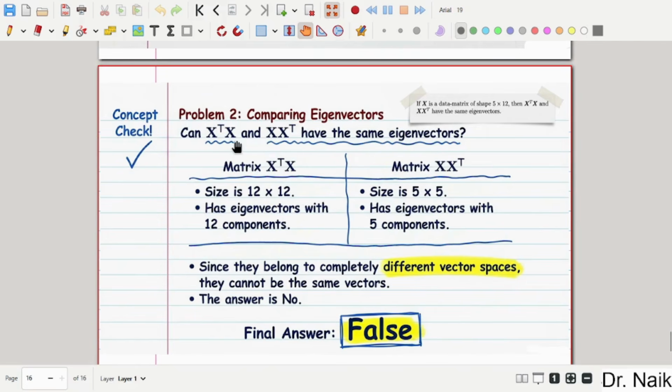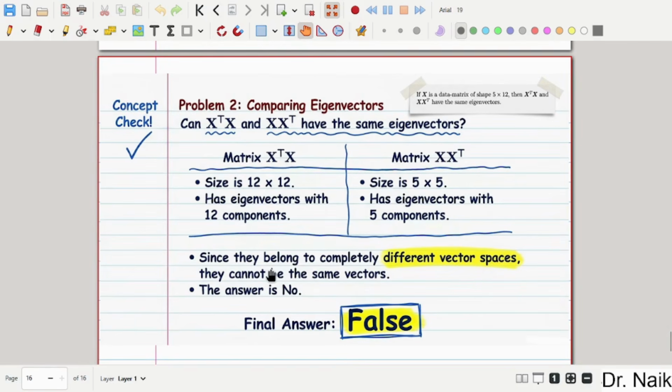Can x transpose x and x transpose have the same eigenvector? No, because the size of x transpose x is 12 cross 12 and the size of x x transpose is 5 cross 5. Therefore x transpose x has an eigenvector with 12 components and x x transpose has an eigenvector with 5 components. Since they belong to completely different vector spaces, they cannot be the same vector. Therefore our answer is false.